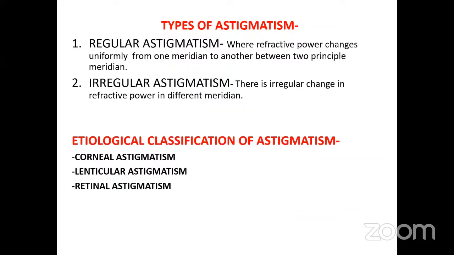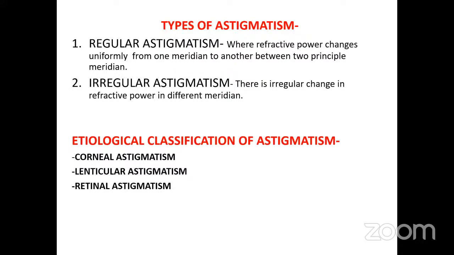So, types of astigmatism: regular and irregular astigmatism. Regular astigmatism is where refractive power changes uniformly from one meridian to another. But in irregular astigmatism, there is no uniform change, like in keratoconus. There is bulging of the cornea, but it is not necessary that the bulging is in the center. It can be slightly in the bottom, resulting in an irregular surface, which results in irregular astigmatism.